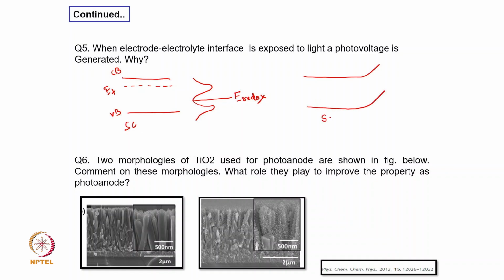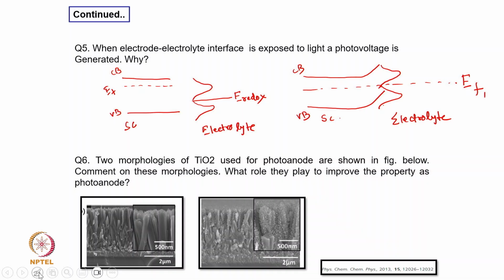there is a band bending on the semiconductor side, and now we have a common energy level, maybe EF, of the semiconductor as well as the electrolyte.